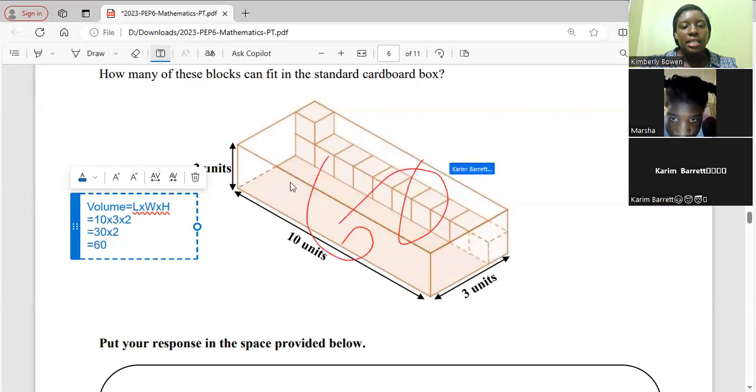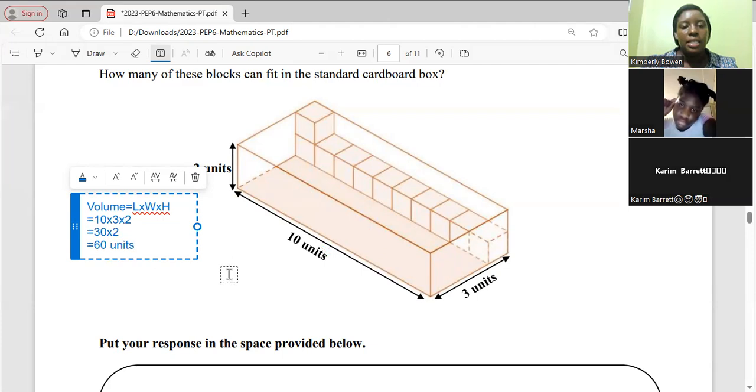And we'll put, do not write on the board. That's 60 units. Do not write on the board, erase it. Okay.